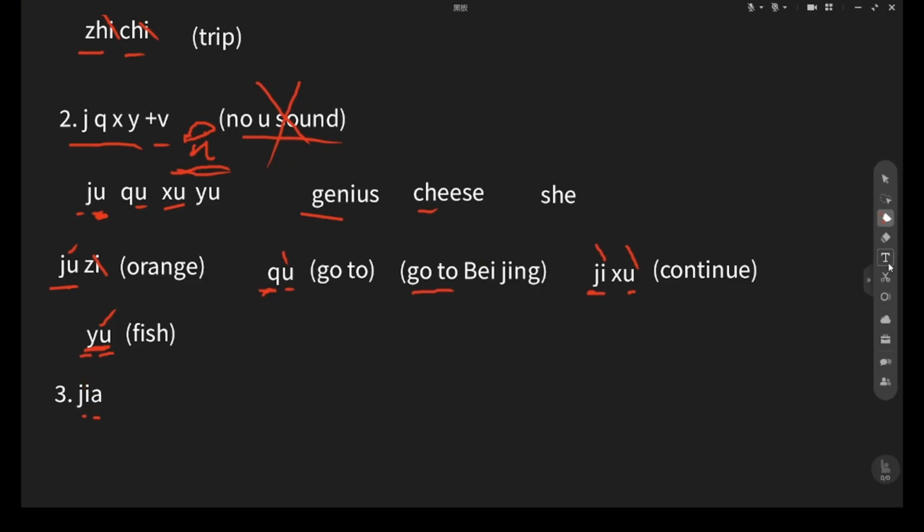Do you know? Actually, we mark the tone according to the order A, O, E, I, U, Ü, okay? What I mean is, normally we mark the tone on the first one. So which one is in front? So in this, the I is the front one, right?